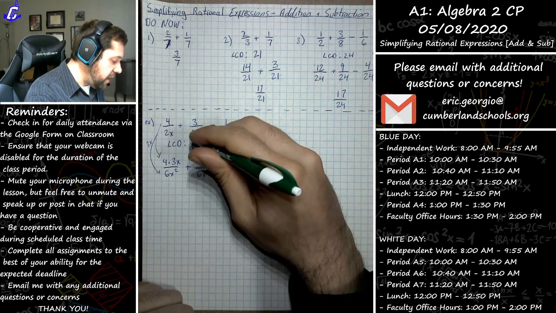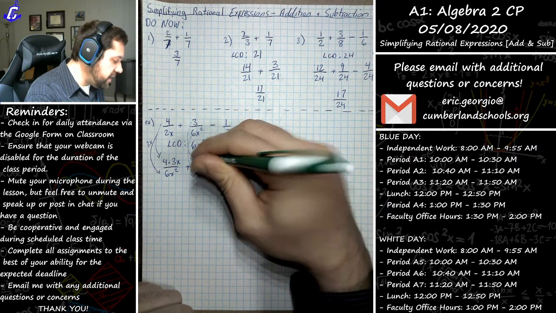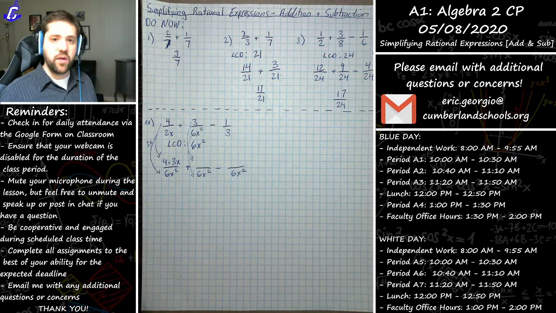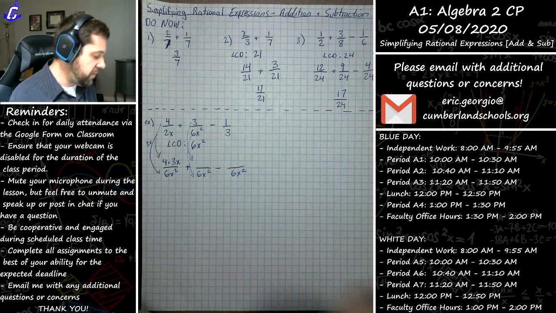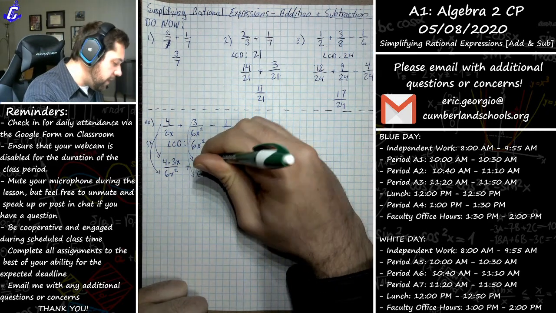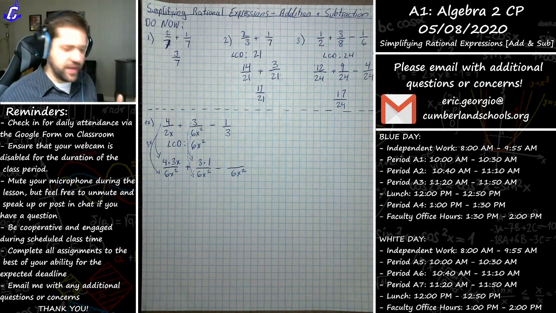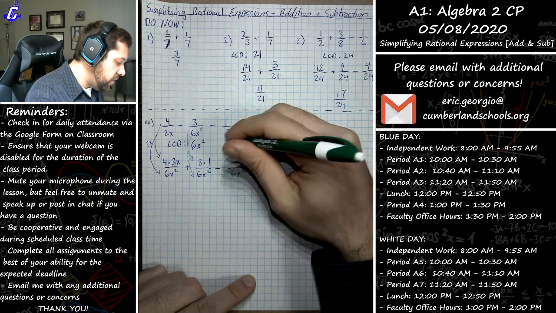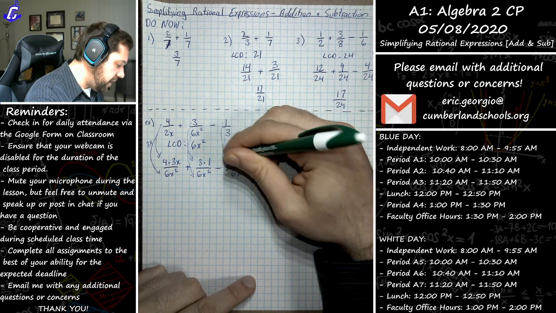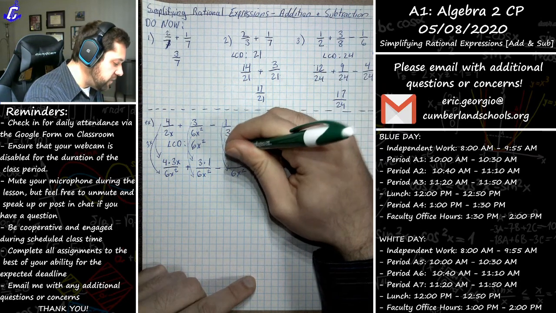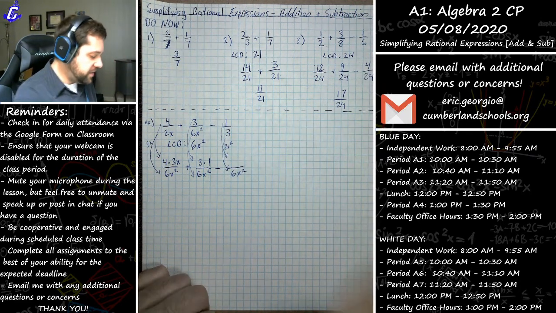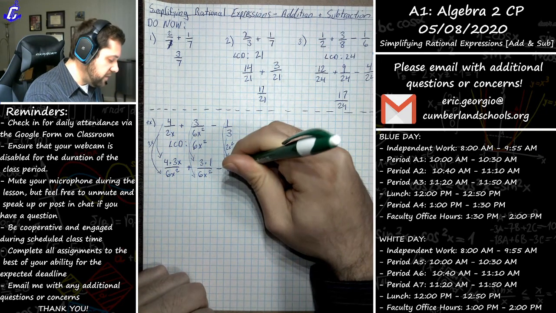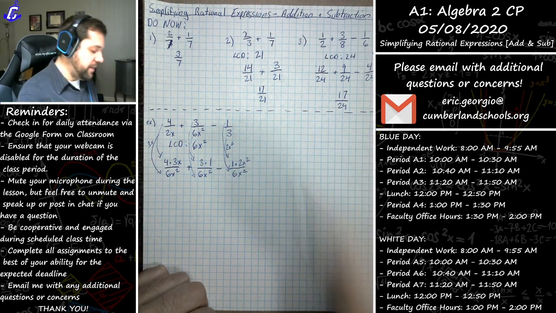What do I need to multiply this and this by to get from 6x squared to 6x squared? Well, we really don't have to multiply by anything. You just multiply by 1. Right? It is what it is. We don't have to really adjust that one. And then this one, to get from 3 to 6x squared, what do I have to multiply that by? It looks like I need to multiply by 2x squared, because 3 times 2x squared would be 6x squared. So I'm going to do the same in the numerator. I'm going to take the 1 that's already there and multiply by 2x squared.